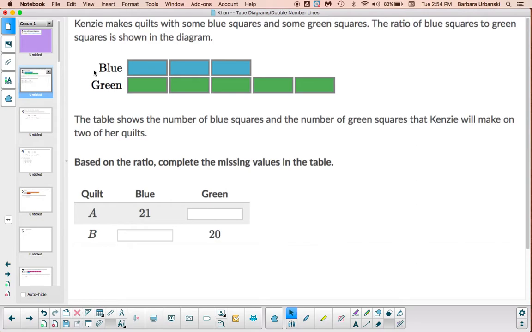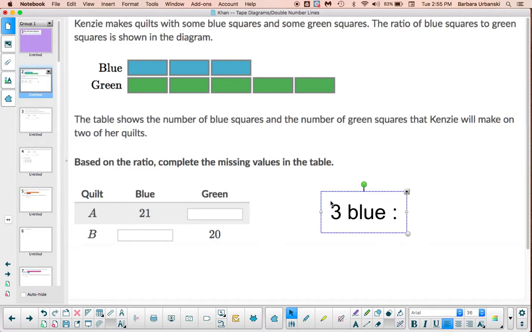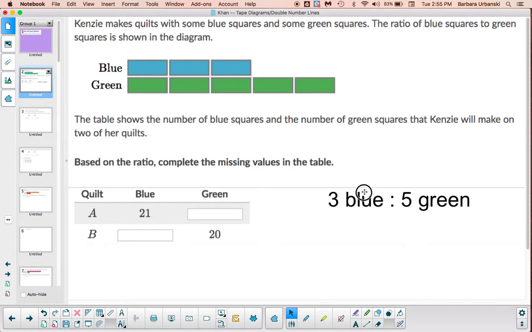Here they say Kenzie makes quilts with blue squares and some green squares. They're telling you that the ratio of blue squares to green squares is shown in the diagram. Well, if we typed this up, we could say that for every 3 blue, we would have 5 green. That makes sense. It's right there. But now they're saying the table shows the number of blue squares and the number of green squares that Kenzie will make on 2 of her quilts. Based on the ratio that they gave us, they want us to find the missing values in the table.